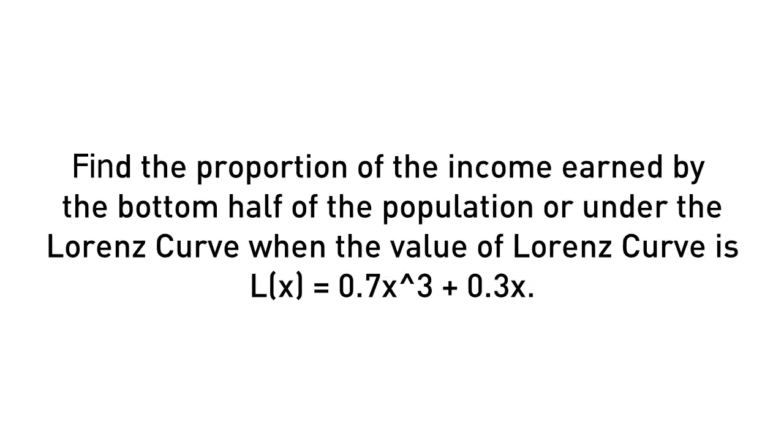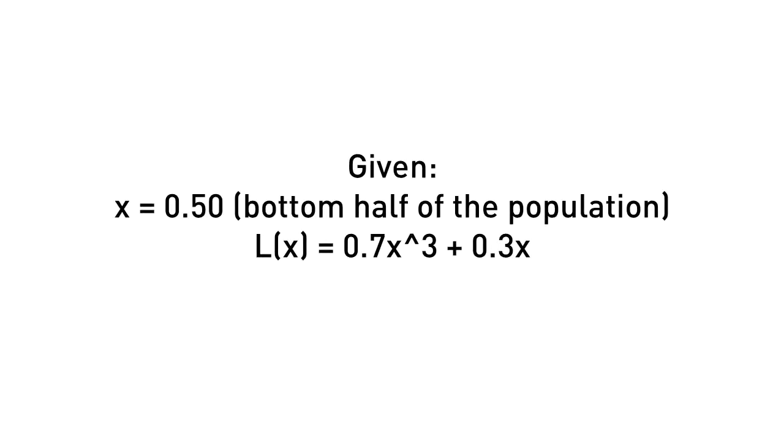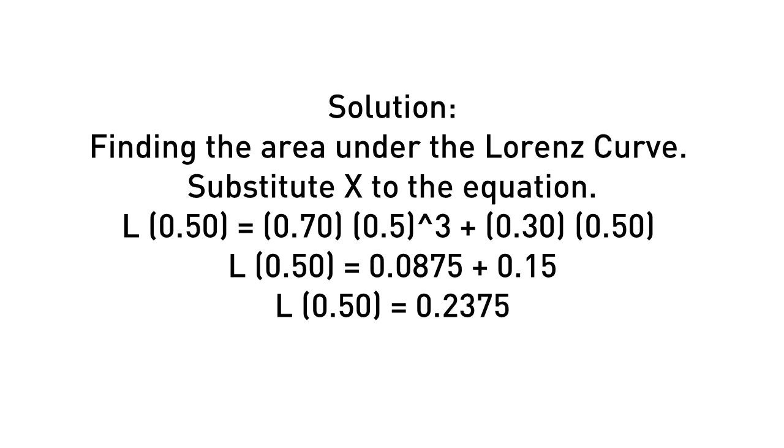Example: find the proportion of the income earned by the bottom half of the population, or under the Lorenz curve, when the Lorenz curve is L of x equals 0.7x cubed plus 0.3x. Given x is equal to 0.50, the bottom half of the population, L of x equals 0.7x cubed plus 0.3x. Solution: finding the area under the Lorenz curve.